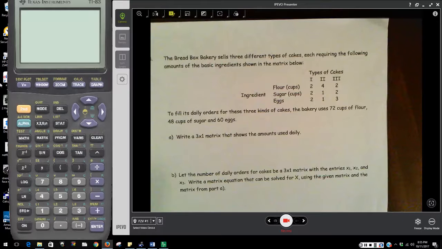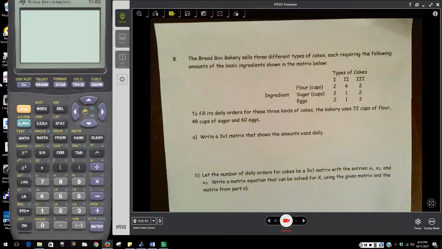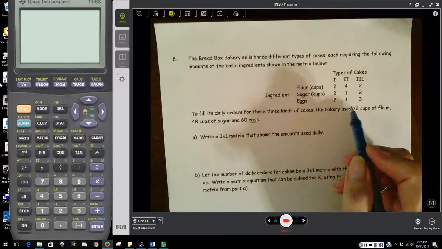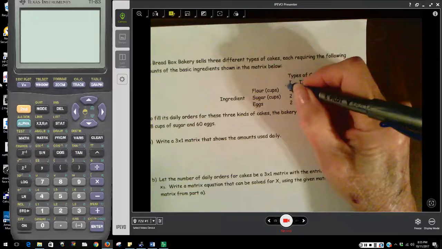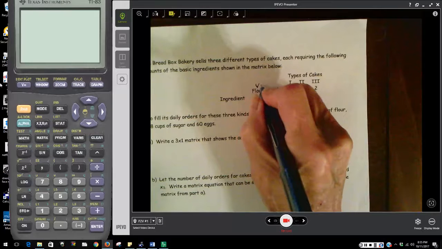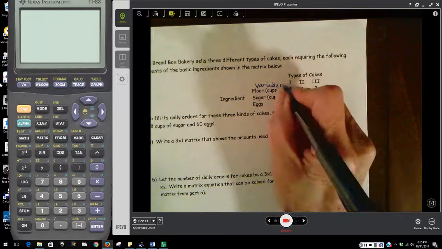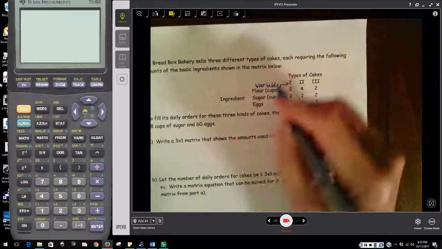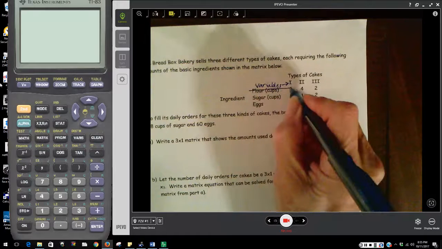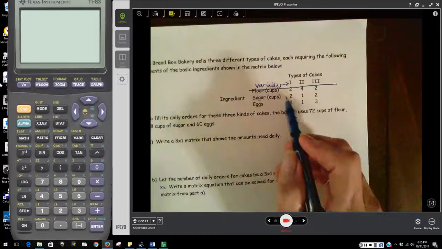Okay, this is how you work the last problem on the test review. This is example 8. The easiest way to organize this is to take what we've got here and turn it into a table where the table has your variables as type 1, 2, and 3 cakes. And each one of those types of cakes takes a specific amount of flour, sugar, and eggs.